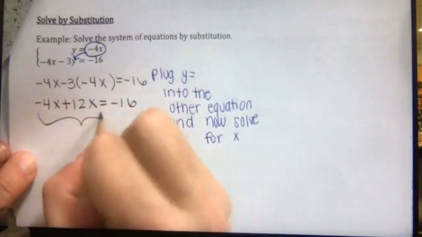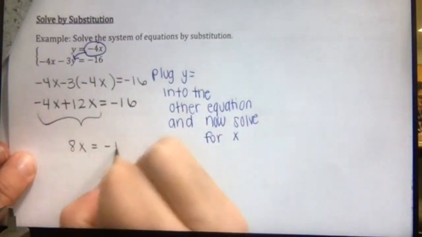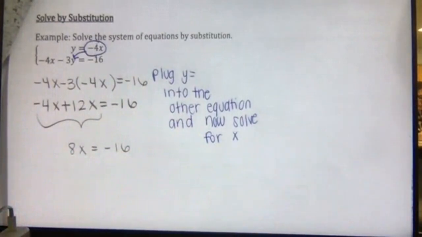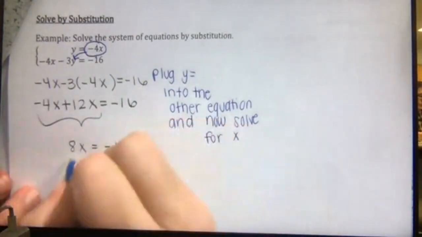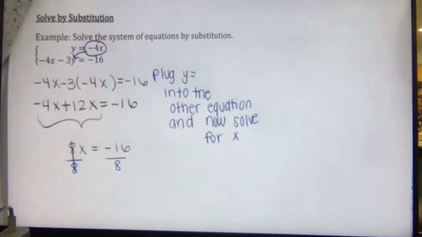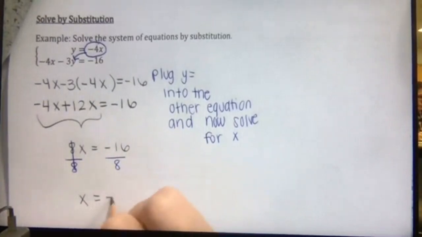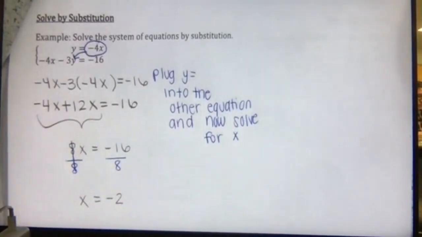Combining like terms, -4x plus 12x will give us 8x equals negative 16. Getting x by itself, it's 8 times x, so we can divide both sides by 8. And we're left over with x equals negative 16 divided by 8, which is negative 2. I'm halfway done. I found what x equals.